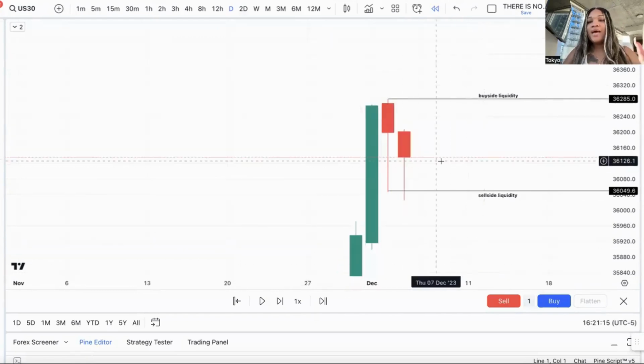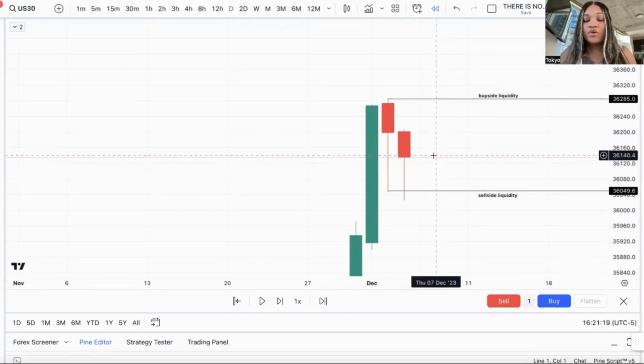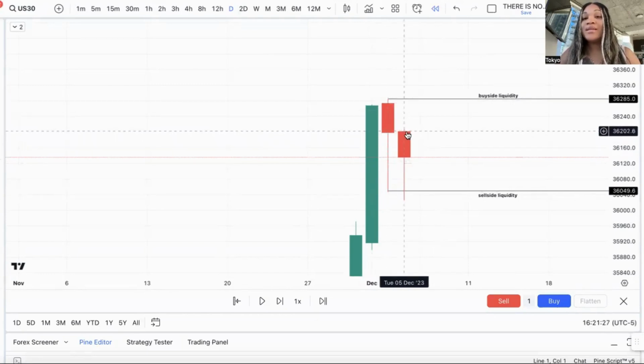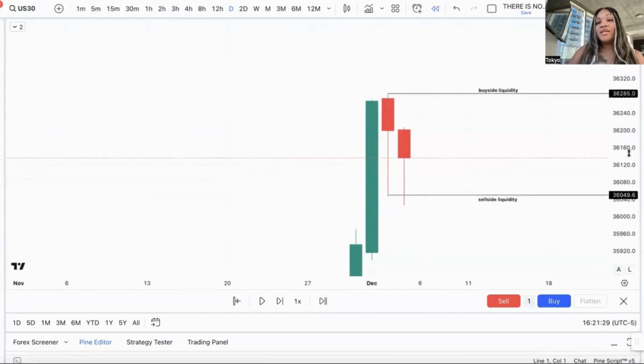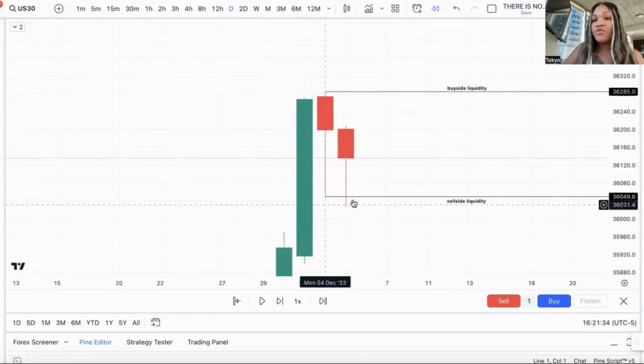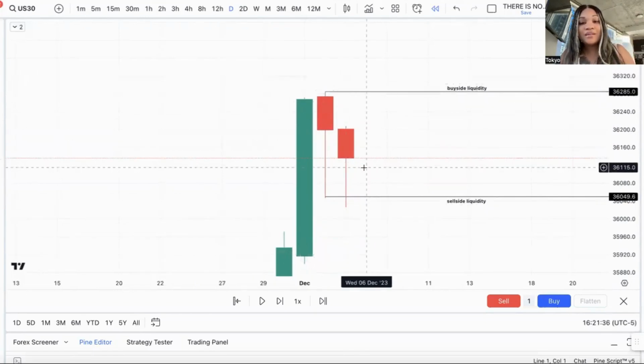Right? So it made the high of the day, it made the low of the day, right? But the question is, where did this candle close? As you can see, after making the high, after coming down, making the low, the candle closed right here. So we'd expect the new candle to open there. Now, this is really interesting. Is this new daily candle going to go for the buy side liquidity or the sell side liquidity?